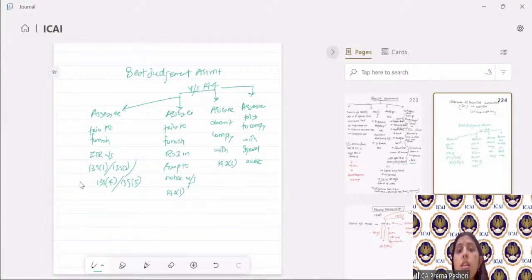what can be done is the best judgment assessment will be carried out. Or for that matter, the assessee fails to comply even with 143.2 notice. Then there will be the best judgment assessment under 144. But the assessee will be given an opportunity of being heard. Is that clear?